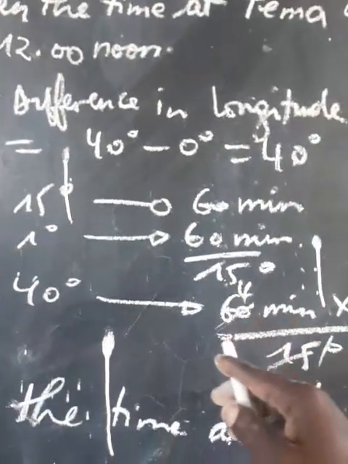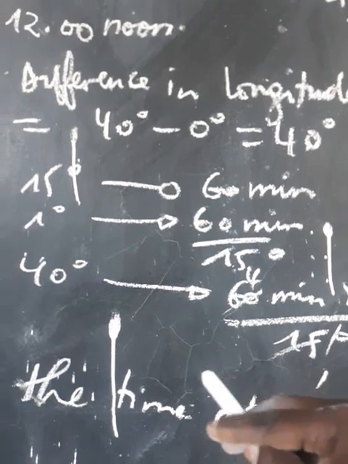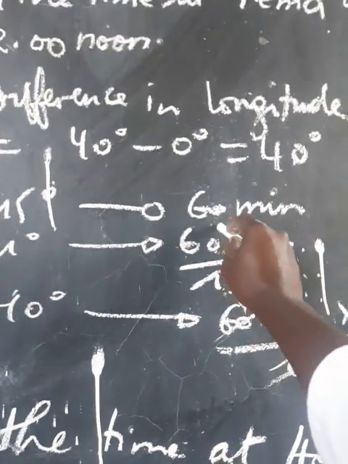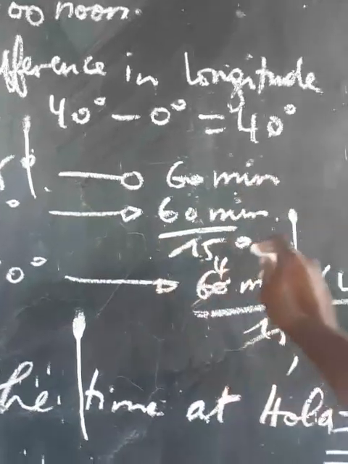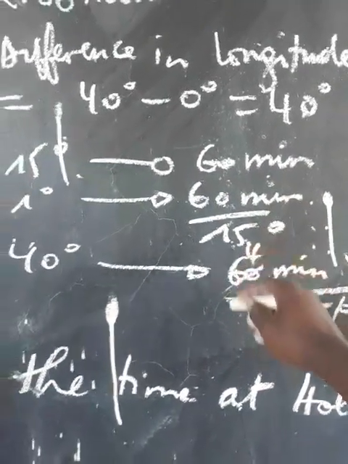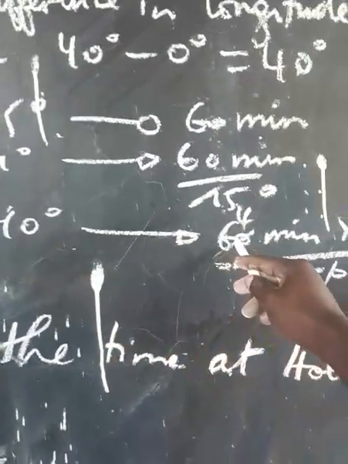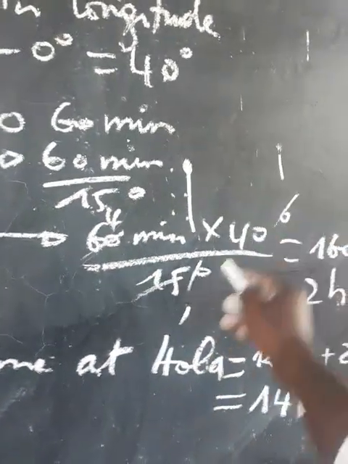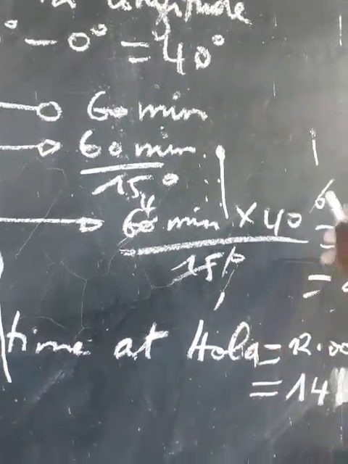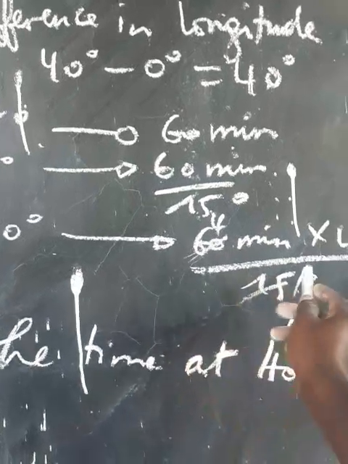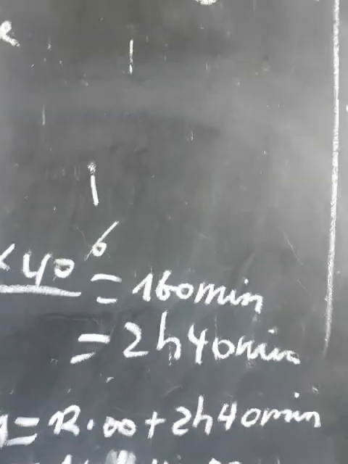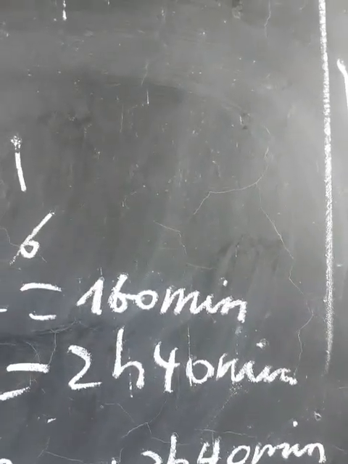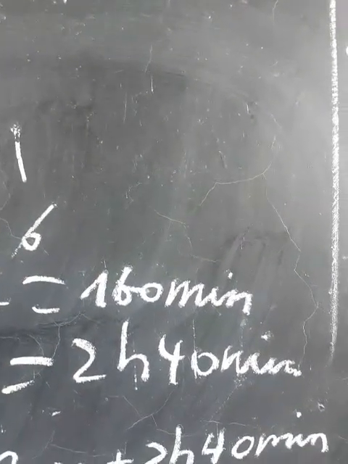And then we are looking for time. So the 60 minutes must appear on this side. 15 degrees is equal to 60 minutes. 1 degree is equal to 60 minutes over 15 degree. And then 40 degree will be equal to 60 minutes times 40 divided by 15 degree. We simplify degree by degree. We simplify 60 by 15. Here we stay with 4. 4 times 40 is equal to 160 minutes. And we convert them into hours. We get 2 hours and 40 minutes.